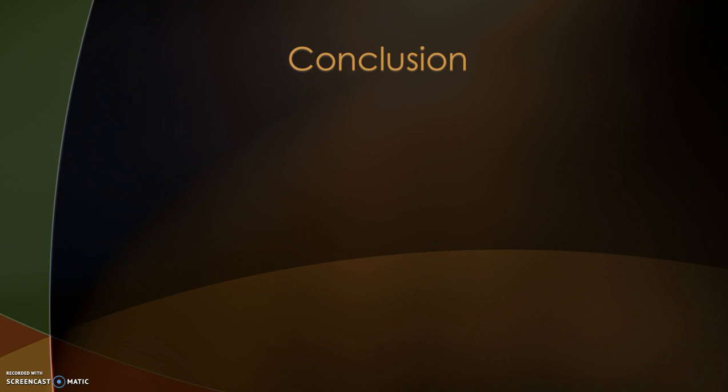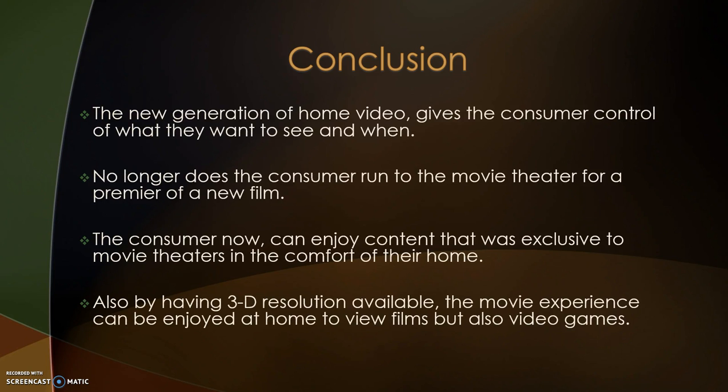And just to end, the conclusion the book gives is that the newer generations of home video give us consumers the control of what we want to see and when we want to see it, and we don't have to go to a movie theater for the premiere of a new film. You could get access to premieres by buying pay-per-view or other methods. They are pricier, but you could do it at home.